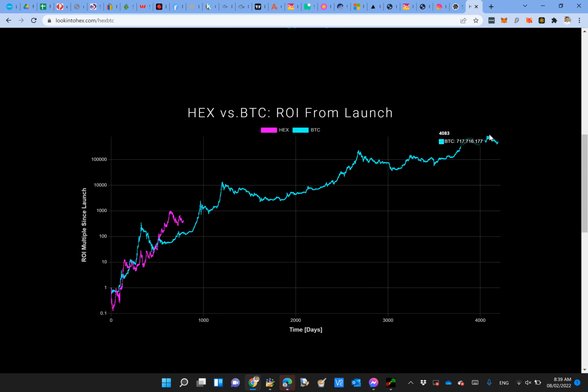So HEX is actually a better Bitcoin because it is designed better, with the ability to earn a yield. So we would assume that HEX will actually outperform Bitcoin in years to come.